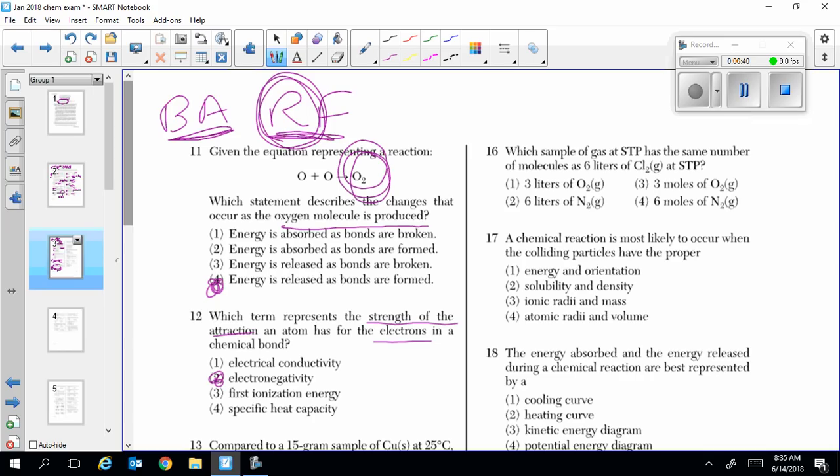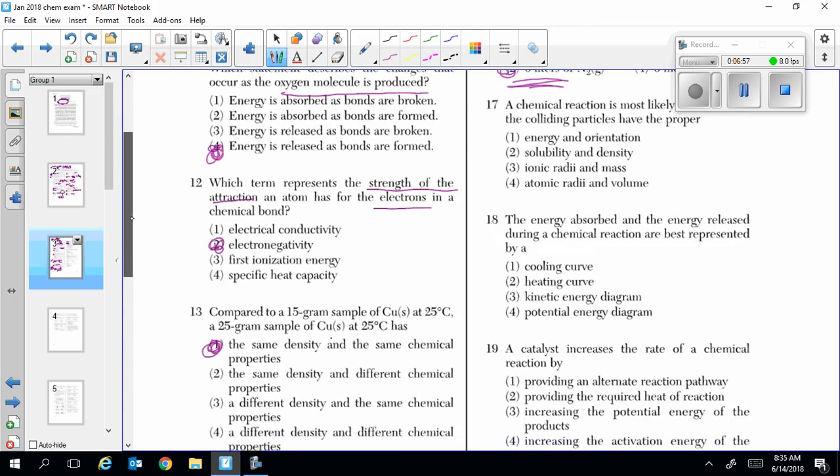All right. Next one. Which sample of a gas has the same number of molecules as 6 liters of this gas? Well, if I have 6 liters of this gas, I got to go for 6 liters of another gas. Same volume will give you the same amount of molecules. They might not weigh the same, but it's going to have the same number of molecules.